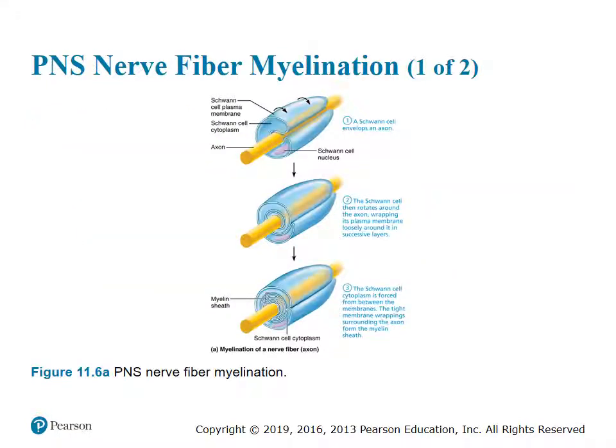So here's your typical PNS. I don't want you to study the steps here, but just to show you that this is one Schwann cell. You can see how it's enveloped around the axon, and it'll start to roll and roll and roll. We call this a jelly roll, right? You know what a jelly roll is. It'll wrap itself around and around and around, and it forms a myelin sheath, right?